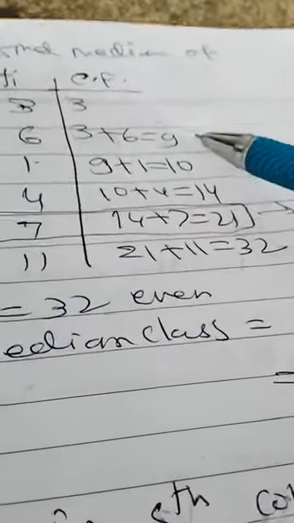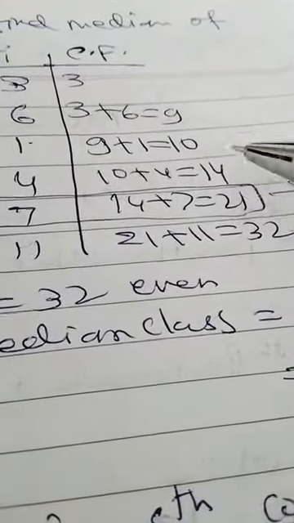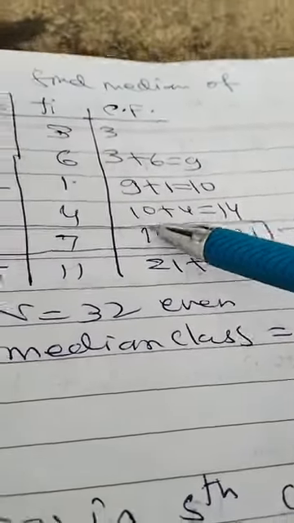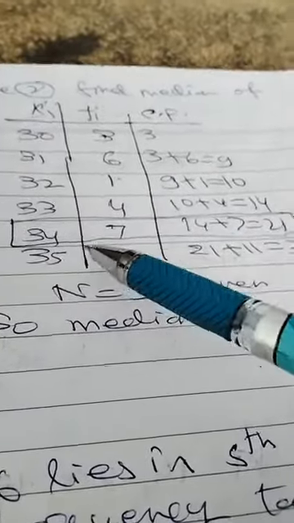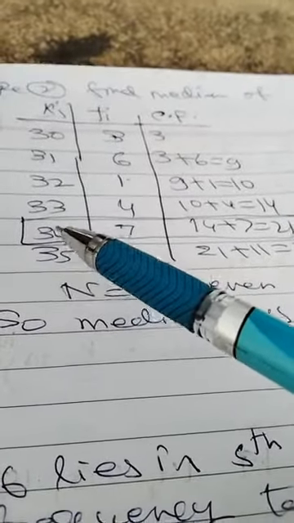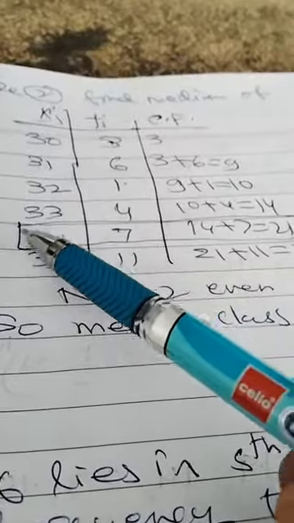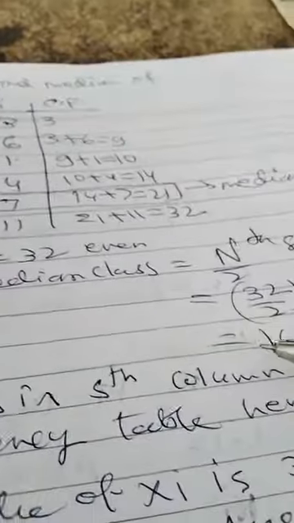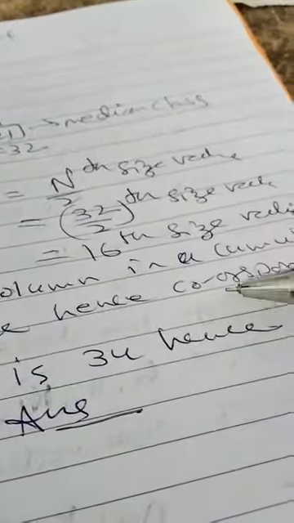lies in the fourth column of the cumulative frequency table. 16 lies in the fourth column value. The corresponding value of xi is 34. So the median is 34. That is the second type of data.